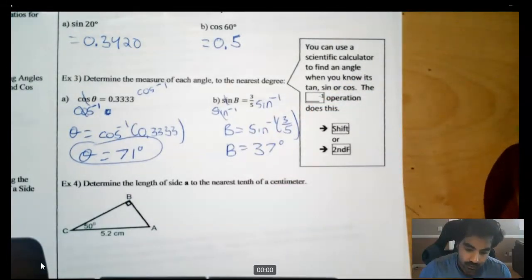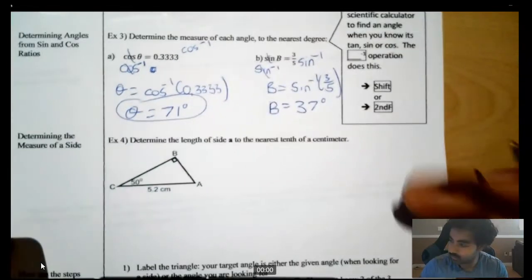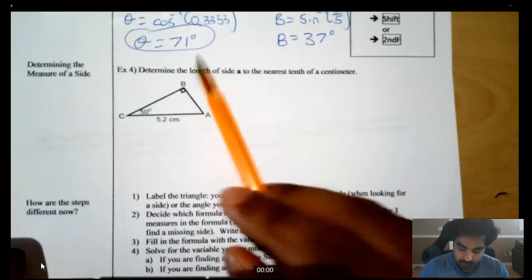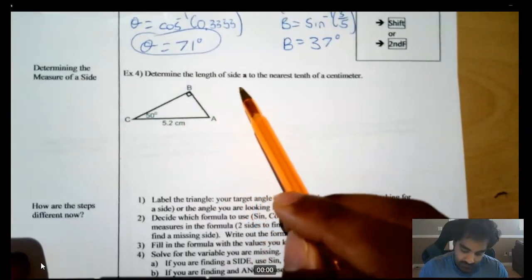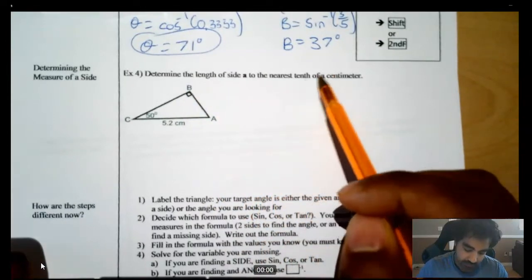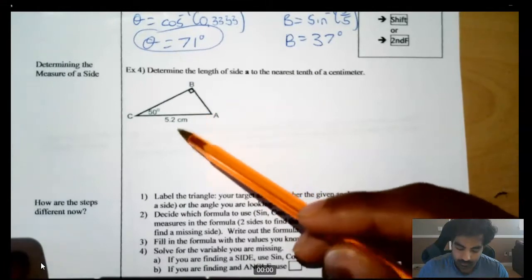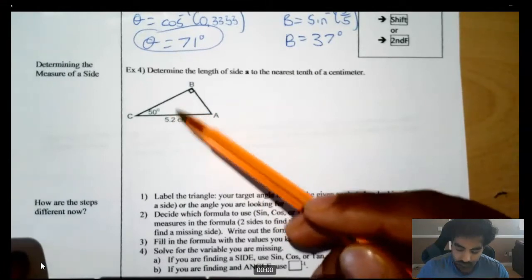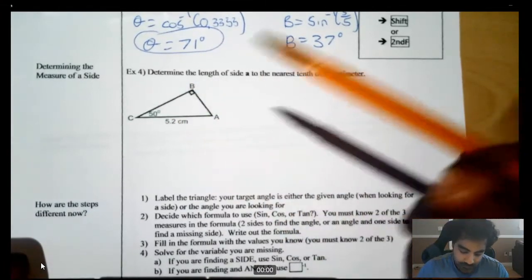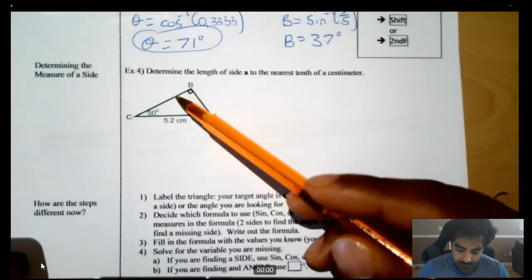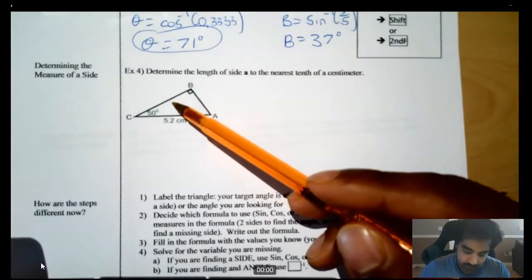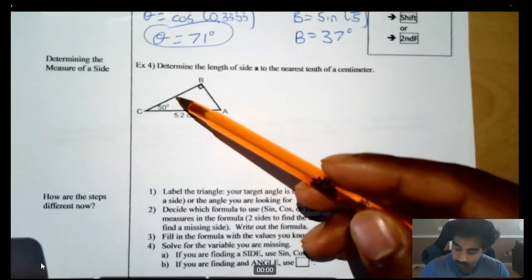Okay, example 4, let's check this one out here. It says, determine the length of side A to the nearest tenth of a centimeter. Here, for example, it doesn't tell you if you're going to use cos or sine. We're in the cos or sine section, or even tan, but we already did the tan unit, so you could be thinking of tan as well.